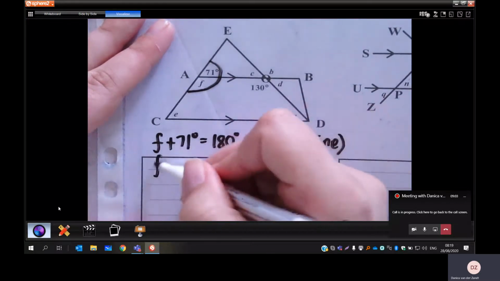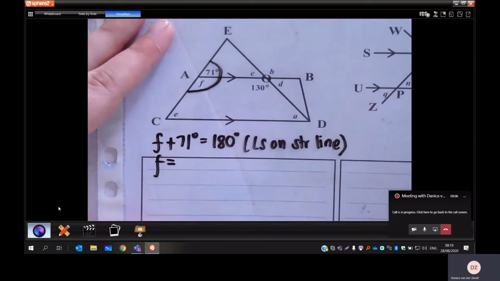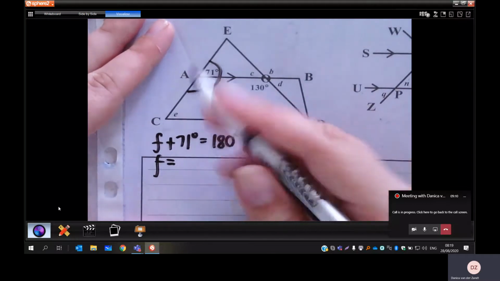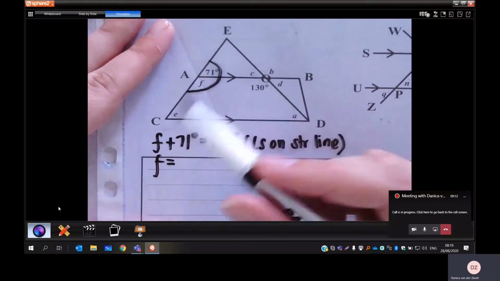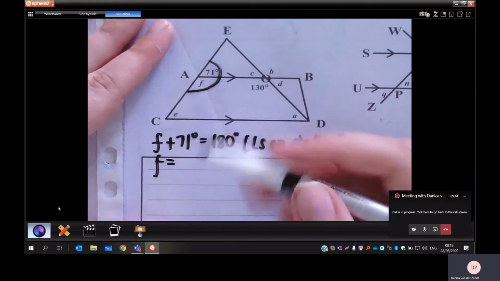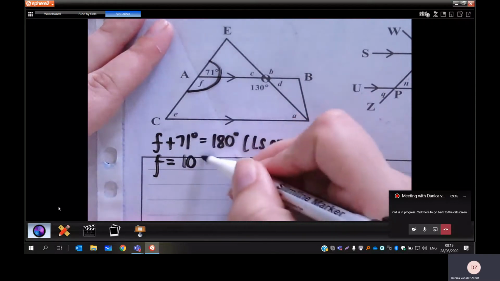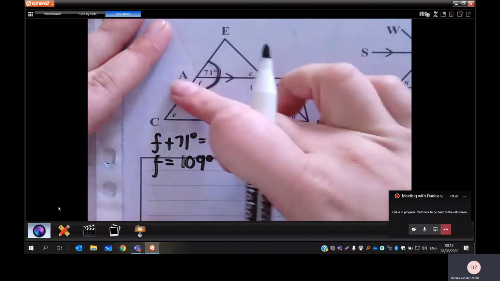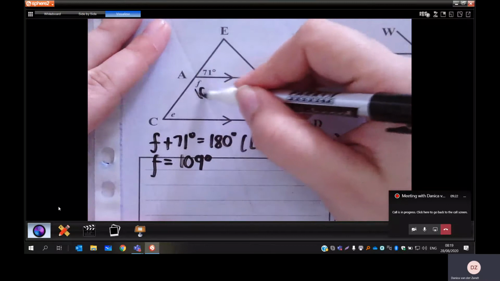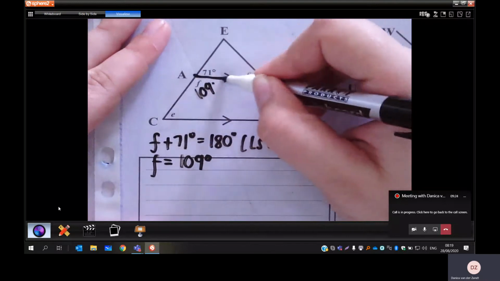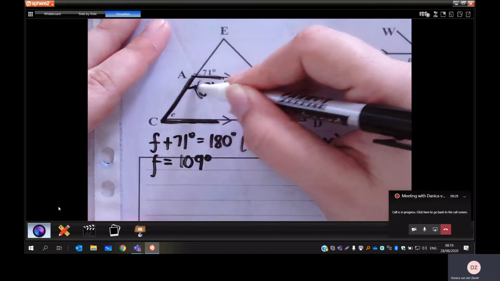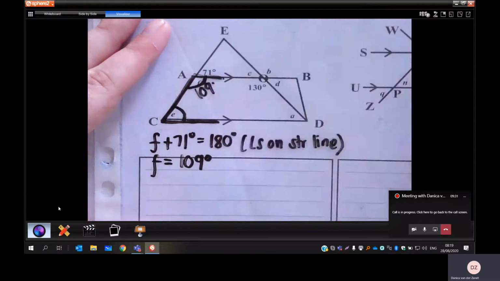So F would be equal to 180 minus 71 is equal to, ooh, grade 8. Thank you. Okay, I've got F. It's 109 degrees. Now I can do that co-interior that you so desperately wanted to do. What can I say about 109 and E?